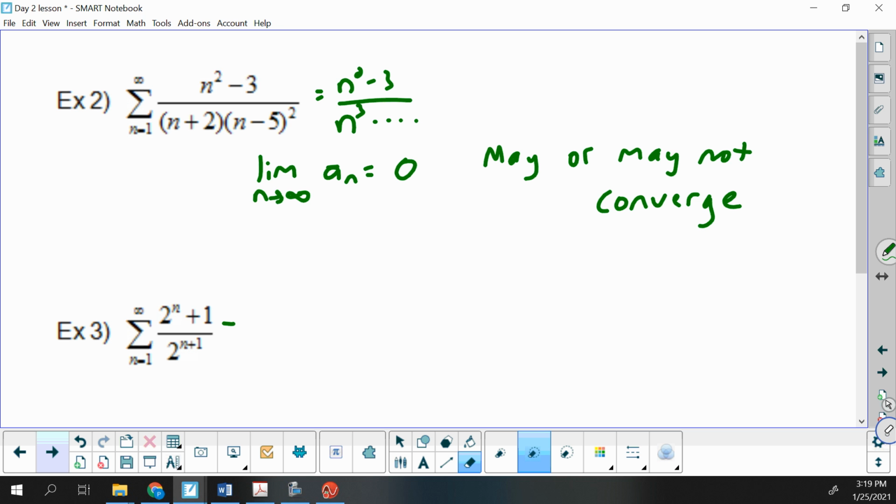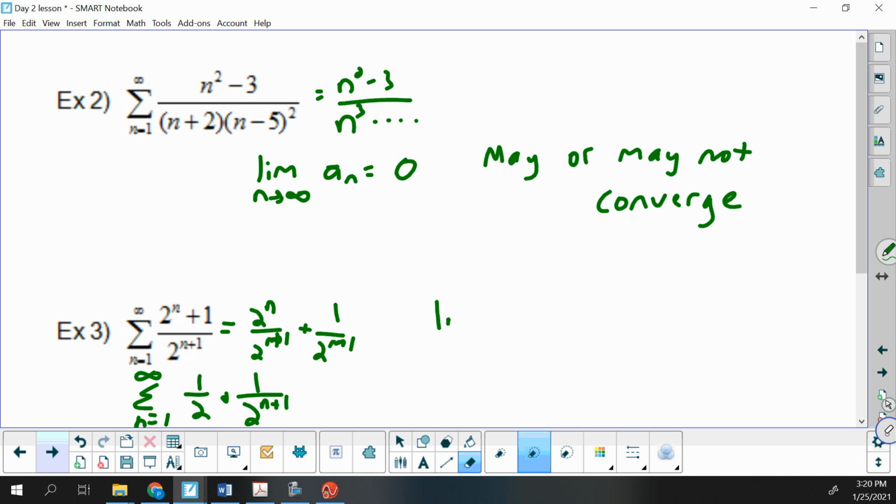All right, in this next one, we can rewrite this if we wanted. Divide them both by 2 to the n plus 1. So this would be 2 to the n over 2 to the n plus 1 over 2 to the n plus 1. So really, our summation is n equals 1 to infinity, 2 to the n over 2 to the n plus 1, there's an extra 2 on the bottom. So 1/2 plus 1 over 2 to the n plus 1.